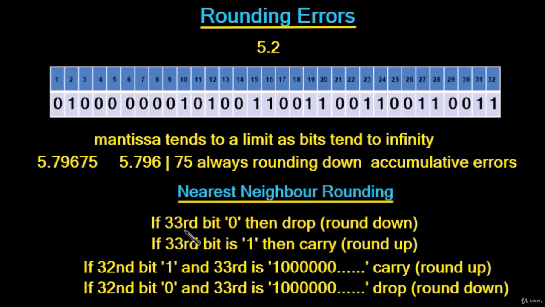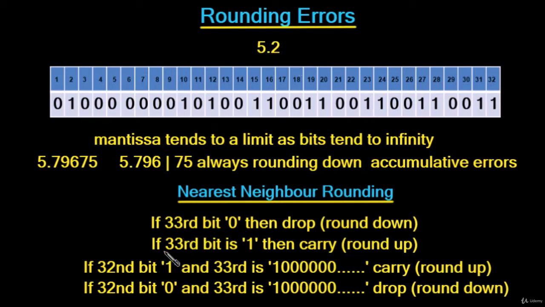So if the 33rd bit, so that's the bit that sits outside of our bit stream, is a value of 0, then we can drop what is left over. So in effect we'll just be rounding down. So this is equivalent to us, say for example, having the decimal number 5.2 and we round down to the nearest 0. So this would be 5.0.